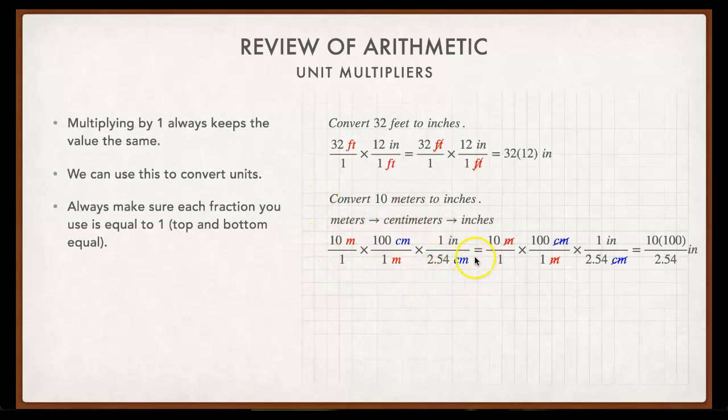Once we have this set up like this, then we can cancel out and combine. So meters up top here and meters down here, those cancel out. Centimeters up top here, centimeters down here, those cancel out. The only unit we have left is inches, which is what we're trying to get to. Now we can just multiply them like any other fractions, 10 times 100 on top, and 1 times 1 times 2.54 on the bottom, so just 2.54.